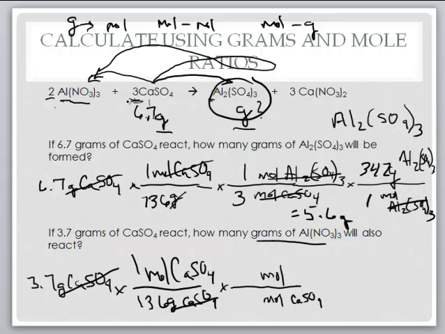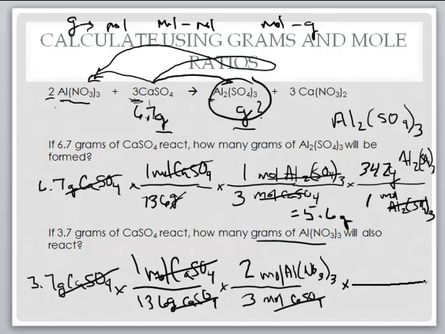So we're going from calcium sulfate to aluminum nitrate. So let's put our formula there. Al(NO3)3. The numbers from the equation, 3 goes with calcium sulfate, 2 goes with aluminum nitrate. So that means our moles will cancel. Now we have moles of aluminum nitrate, but we want grams.